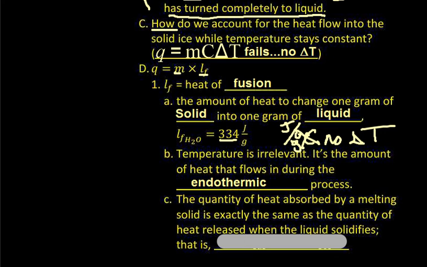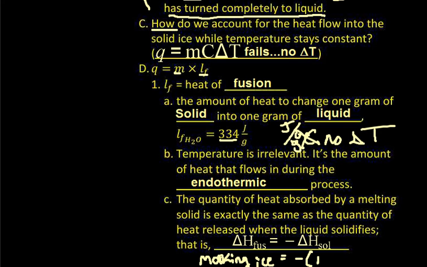The quantity of heat absorbed by a melting solid is exactly the same as the quantity of heat released when the liquid solidifies. So if we were to freeze it again, the change in heat for fusing the ice, for making ice, equals negative the heat for melting ice. Making ice and melting ice are exactly the same amount in opposite directions.